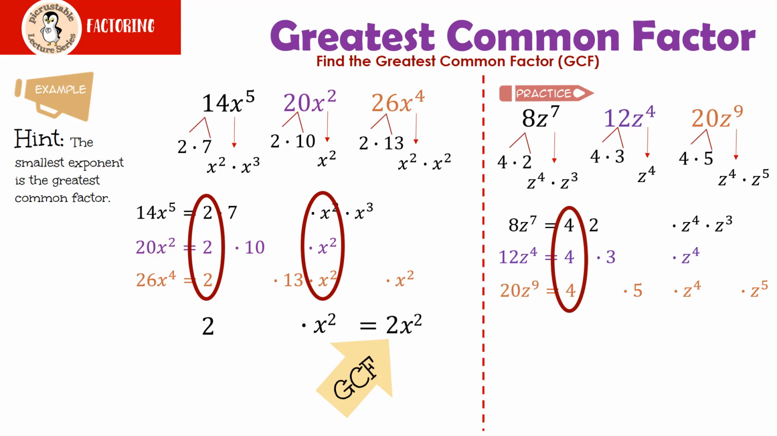We're going to circle our common factors, all right? Let's multiply. So we get 4z to the 4th. And guess what? That's it. That's the greatest common factor.